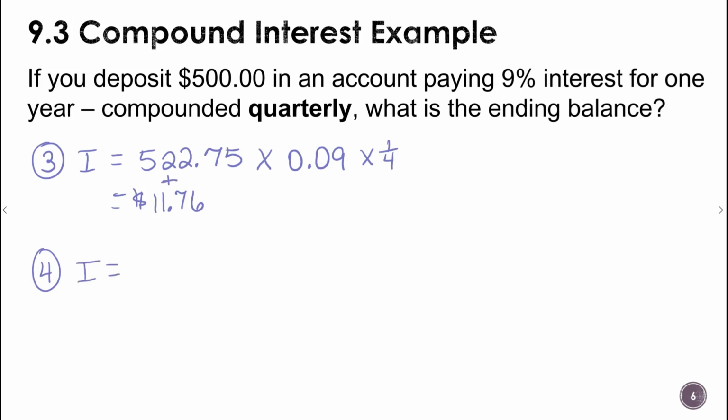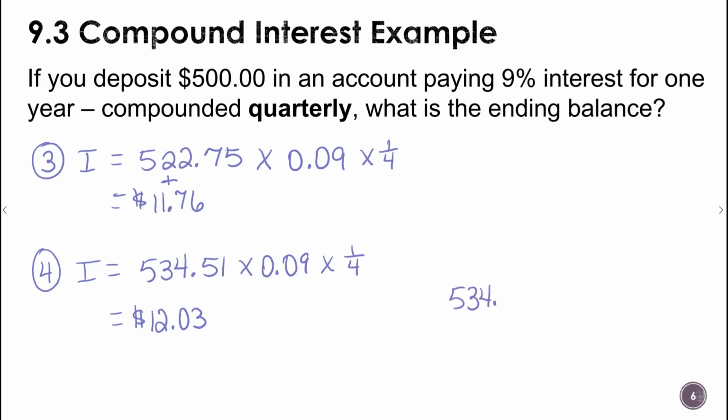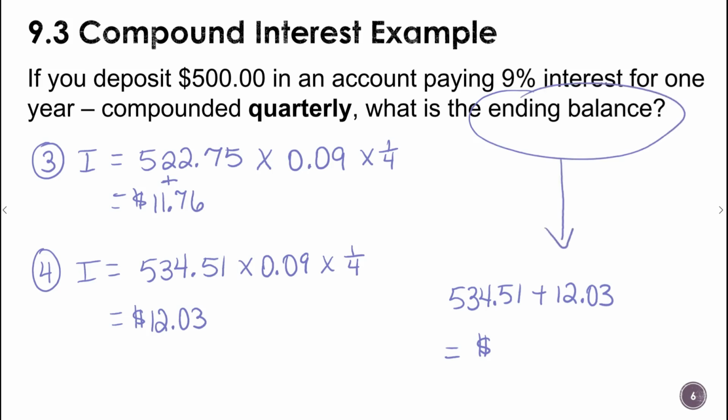So my new balance, or my new principal in the account, will be $534.51 and times 1/4. So that is $12.03. I should put the 1 on there. And I add that, right? 534.51 plus 12.03 gives me an ending balance, right? This is going to be my ending balance of $546.54.